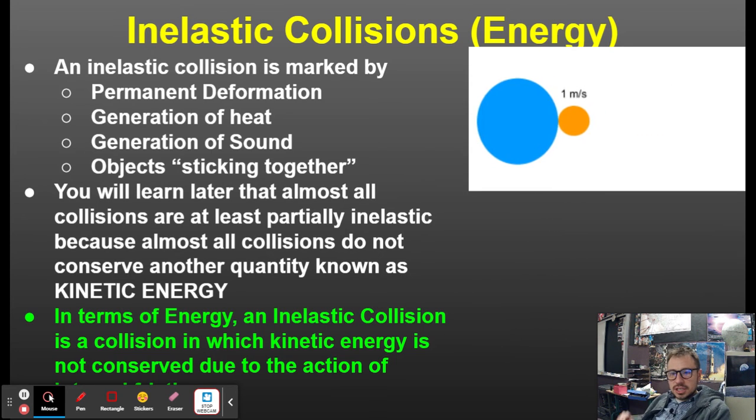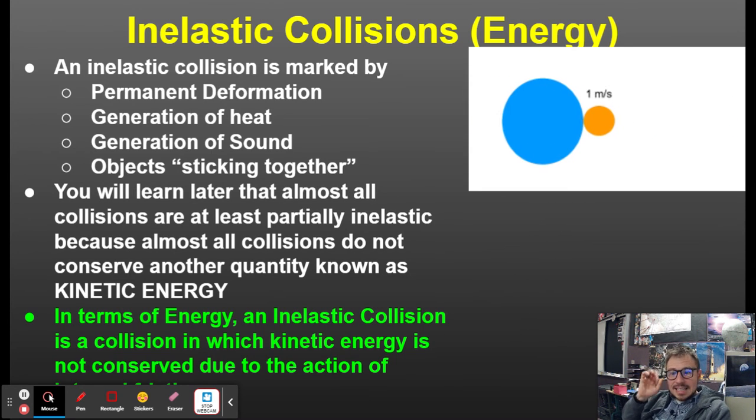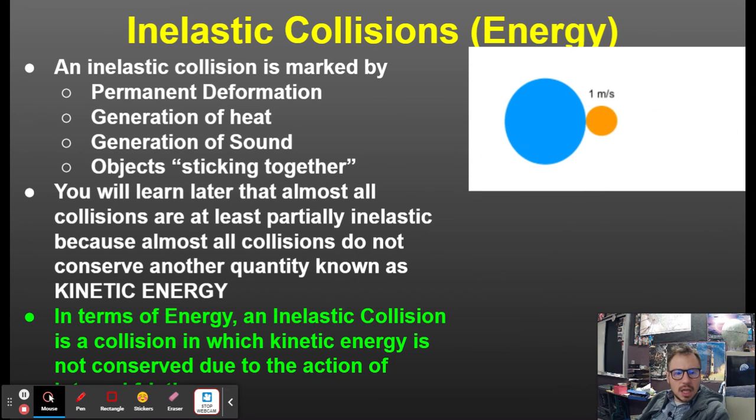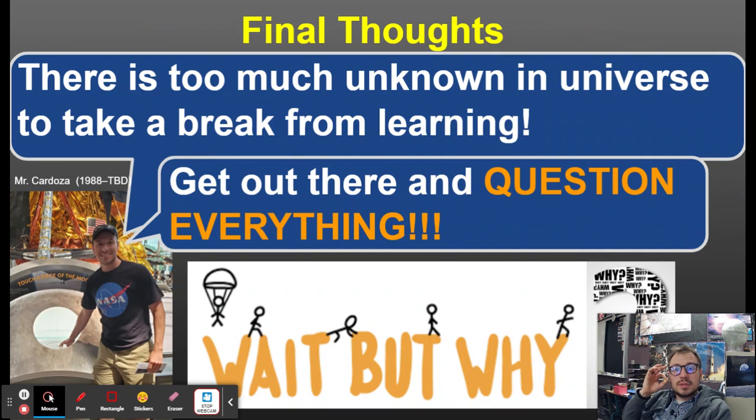Now, an inelastic collision, in terms of energy, is a collision in which kinetic energy is not conserved due to the action of internal friction and internal energy. So when two objects collide, some of that energy is lost to sound, some of it is lost to heat, and some of it becomes internal energy. So that's the difference between elastic and inelastic collisions in terms of energy.